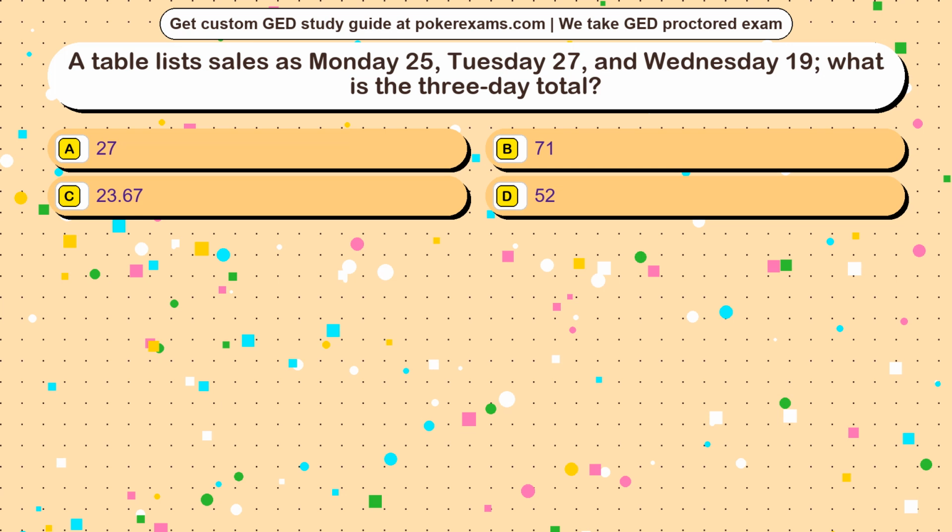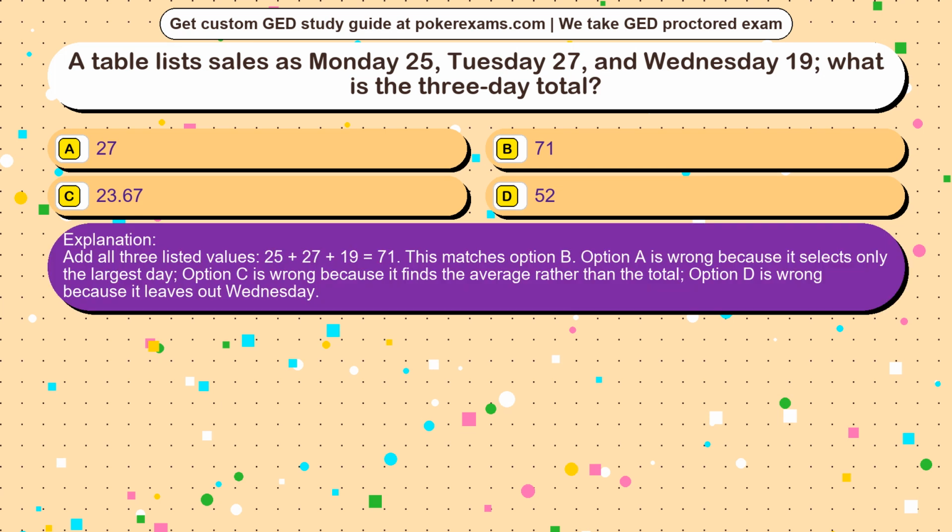The correct answer is option. Add all three listed values. 25 plus 27 plus 19 equals 71. This matches option B. Option A is wrong because it selects only the largest day. Option C is wrong because it finds the average rather than the total. Option D is wrong because it leaves out Wednesday.